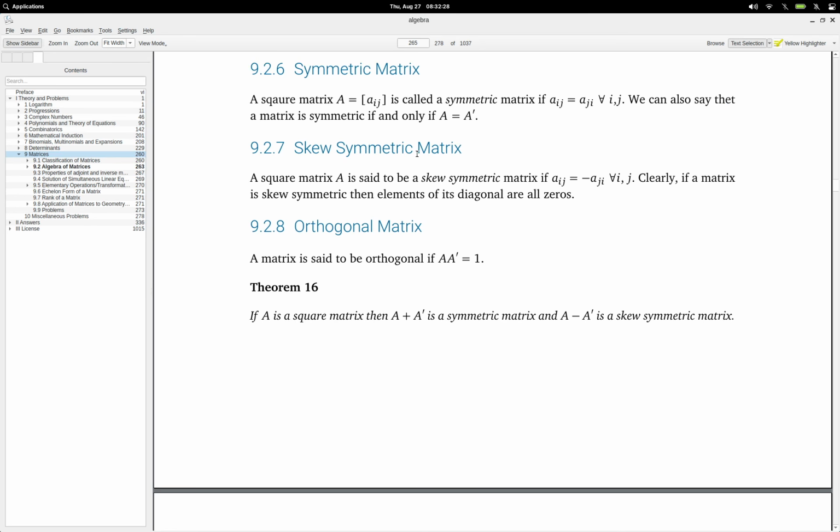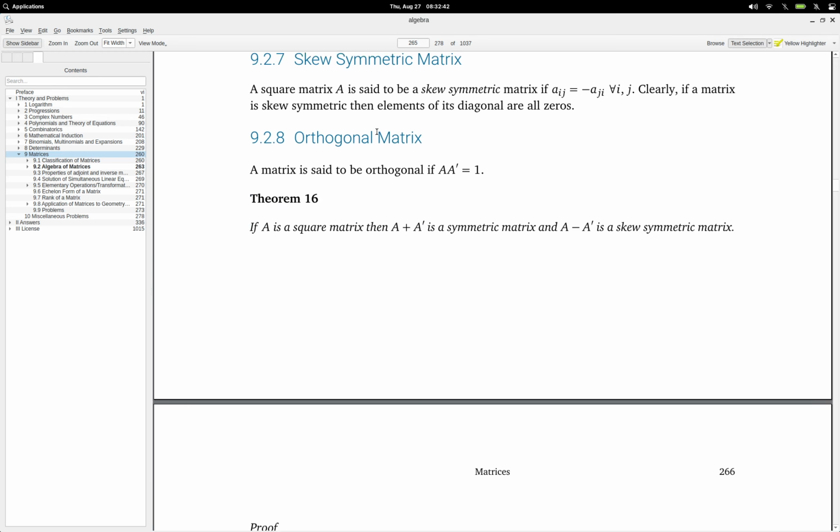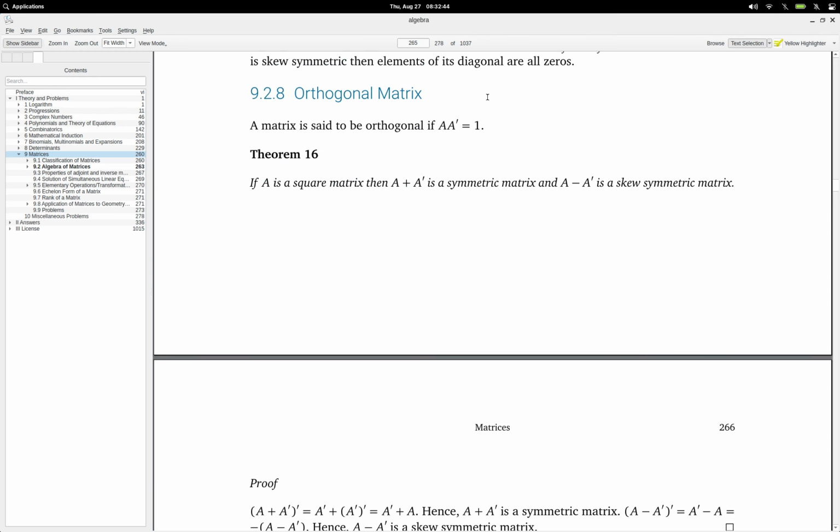Then we have skew symmetric matrix. A square matrix A is said to be skew symmetric if aij is equal to minus aji for all i, j. Clearly, if a matrix is skew symmetric, then the elements of its diagonal are all zeros. Then we have orthogonal matrix. A matrix is said to be orthogonal if the product of the matrix and its transpose is the identity.